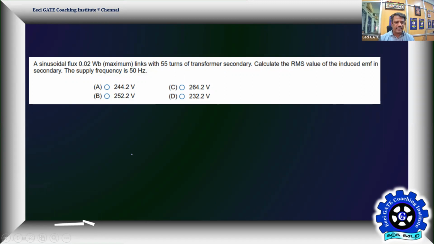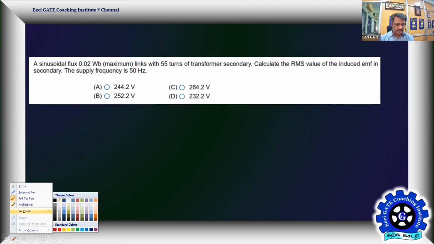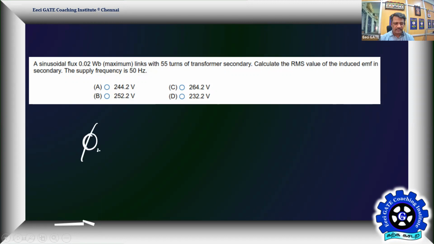What is given is a sinusoidal flux. Maximum flux is given, so we can take it as phi max. That's the data given: phi max is 0.02 Wb. Wb refers to the flux unit, Webers. And the number of turns connected in the secondary is 55. It is the number of turns in the transformer secondary. It's not talking about the primary.